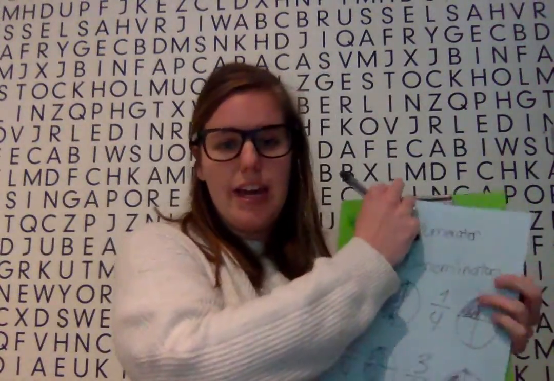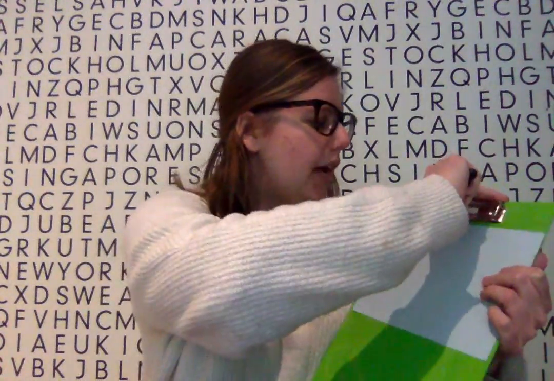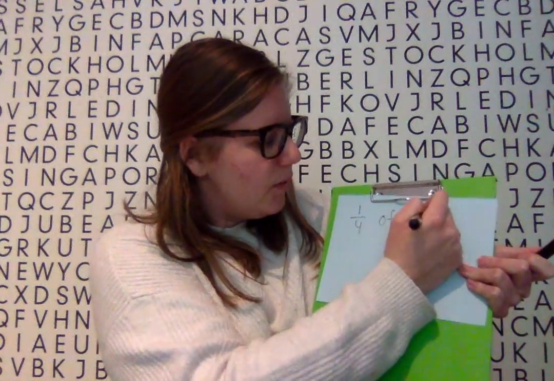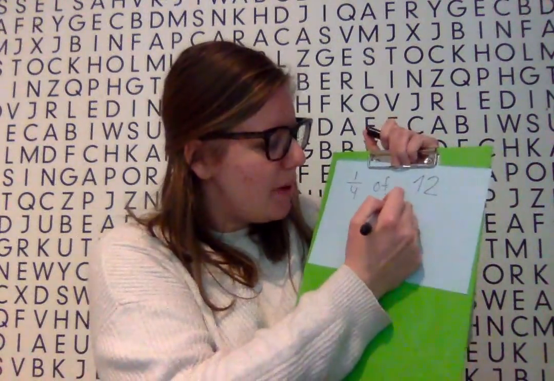If this is a little tricky, but you really understand this, I'm going to teach you another method you could try to use. This time we're going to work with the number 12. So let's say I need to know 1/4 of 12. What I can do is draw my big circle.